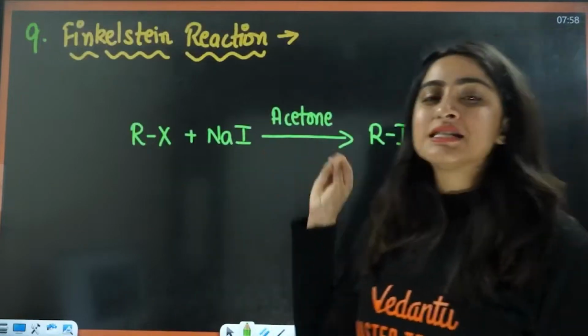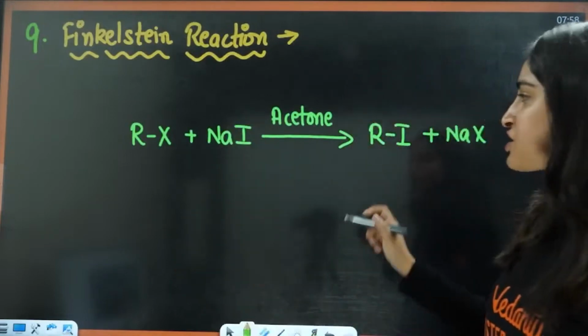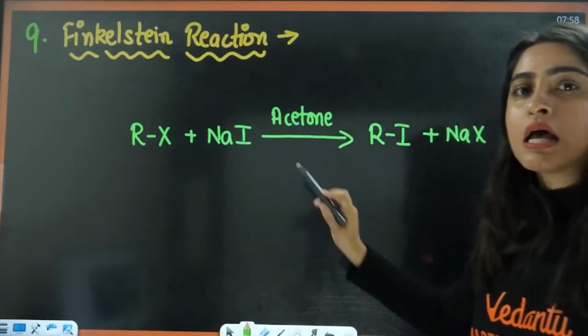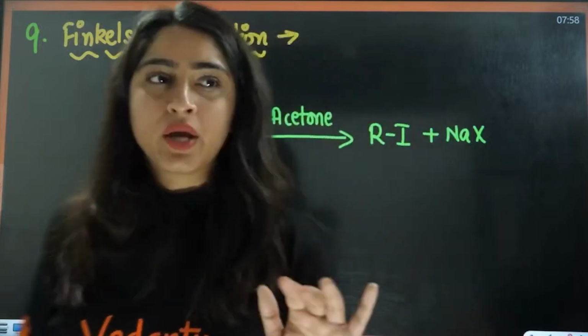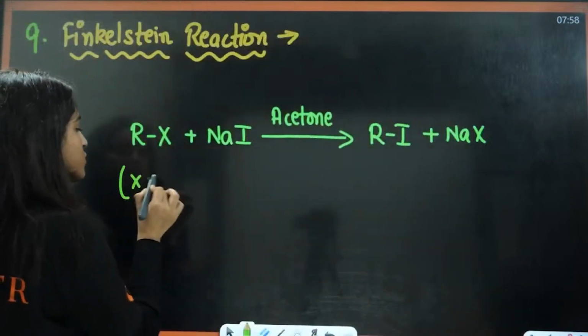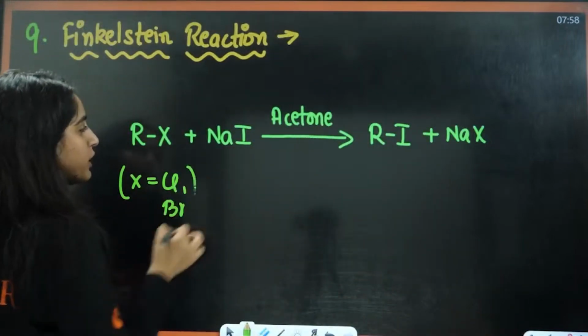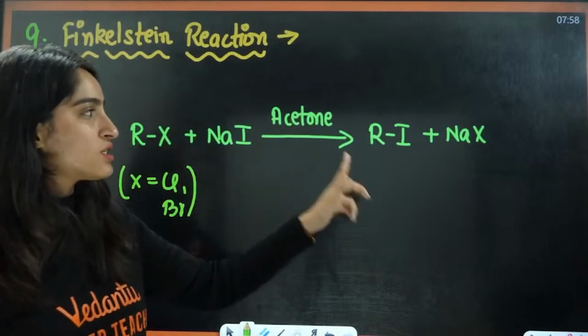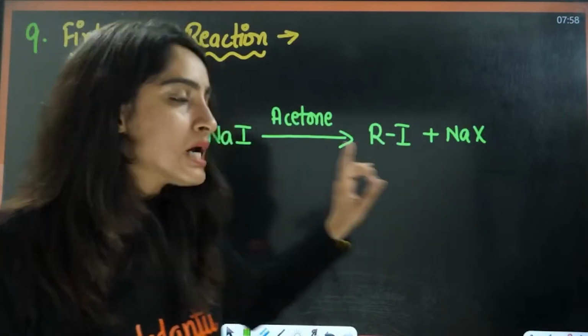Next, you have Finkelstein reaction. In Finkelstein reaction, bacha, you have RX, this is halogen exchange reaction, okay? You will have RX where X is equals to chlorine or bromine, okay? Chlorine or bromine. You will put NaI and acetone, that will be converted into RI here, right?